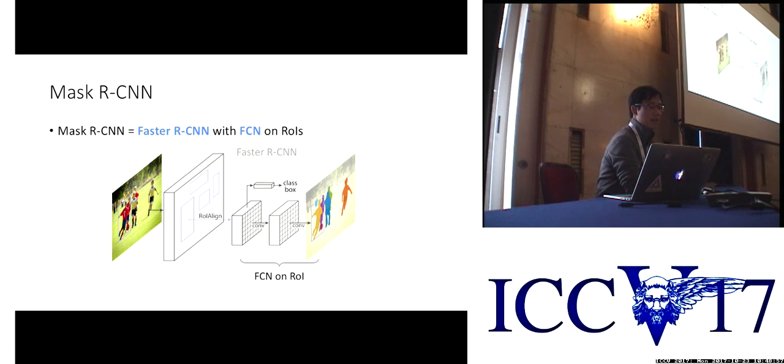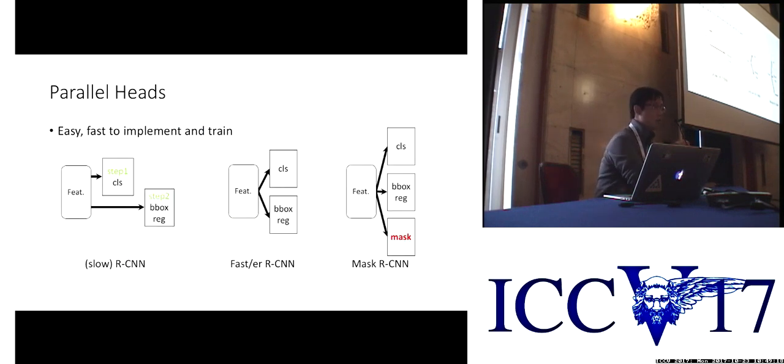So in this context, actually, Mask R-CNN is very simple. Mask R-CNN is just no more than a Faster R-CNN system for object detection, which has a fully convolutional network applied on each of the ROIs. And basically that's it. One of the most important behaviors of Mask R-CNN is the parallel heads for the three tasks of classification, bounding box regression, and mask prediction.